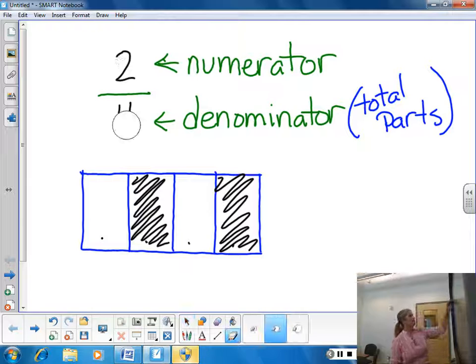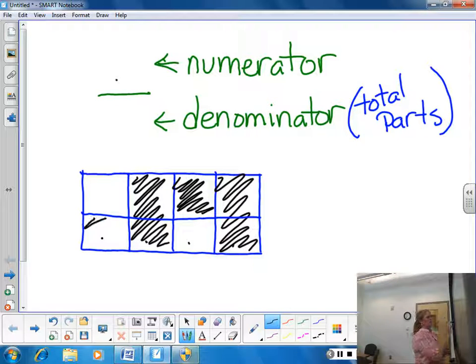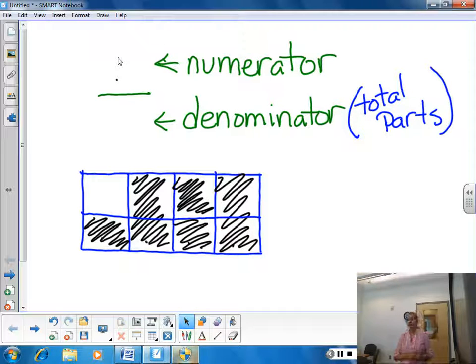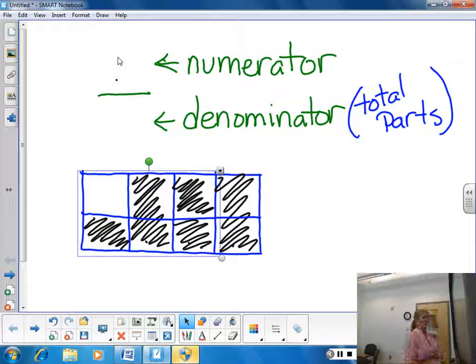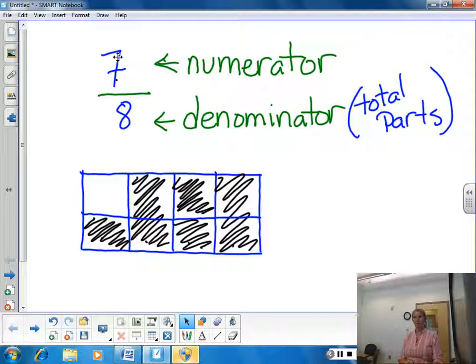Let's say that I have this. Those are all equal boxes still. Stay with me. If I have this picture, how would I describe that picture? Well, I have 2, 4, 6, 8 boxes. So we have 8 total parts. And then the ones that are shaded, 1, 2, 3, 4, 5, 6, 7, so that looks like 7/8. That picture we represent by 7/8, 7 shaded out of 8 total.